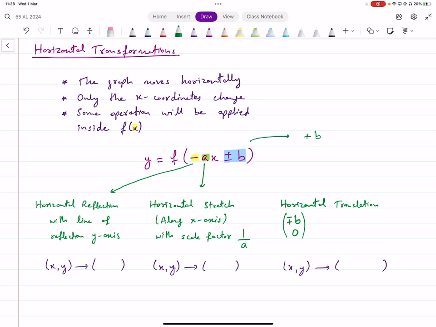You're moving to the left. And if you have minus b there, that means you're moving b units to the right.